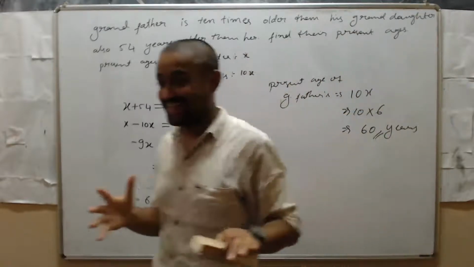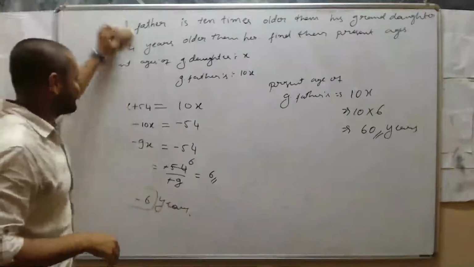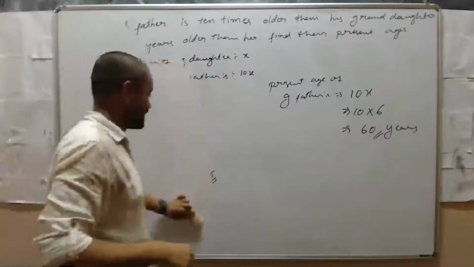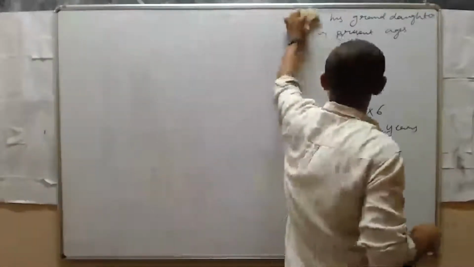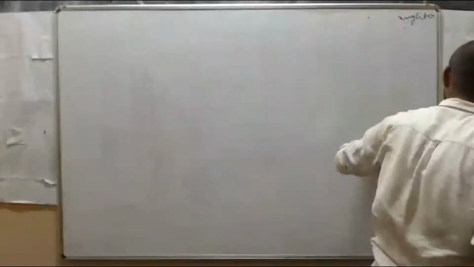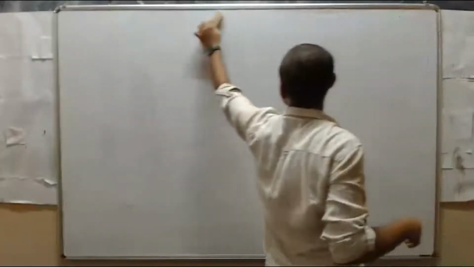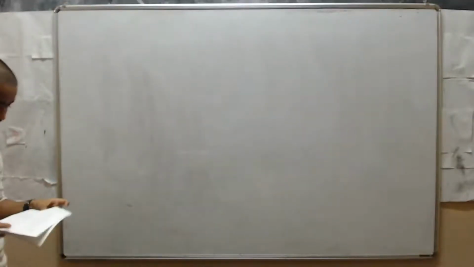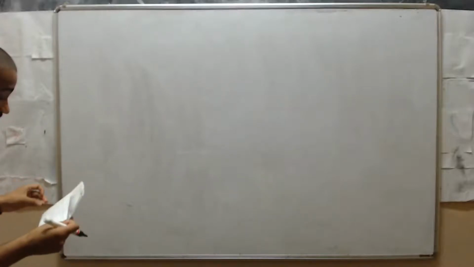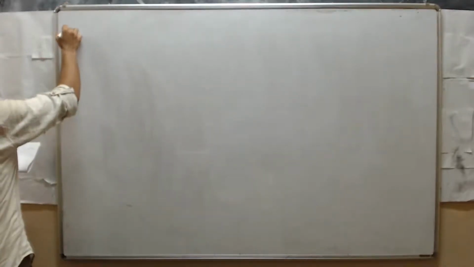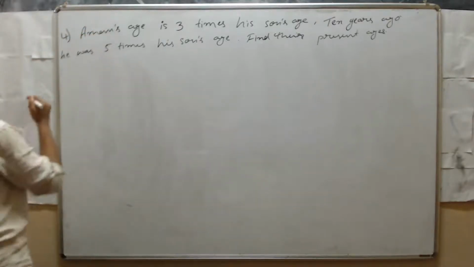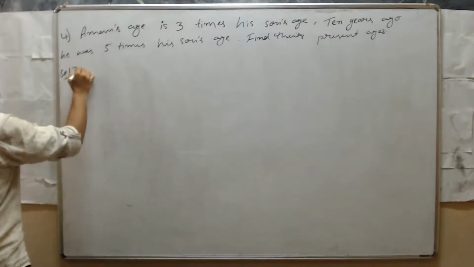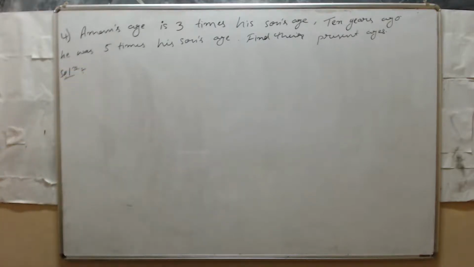Like that. Okay, yeah, and here is the last question we have, that is, Aman's age is 3 times. Let's take that the present age of his son will be x.